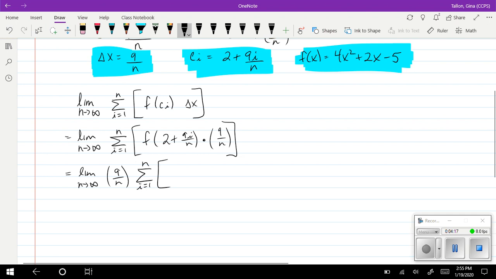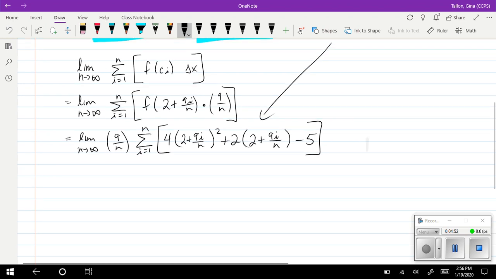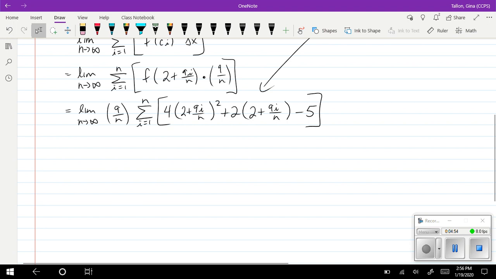And now I need to evaluate the function f using 2 plus 9i over n. Now the function f comes from way up here. I got to bring this down into play. So 4 times something quantity squared plus 2 times something minus 5. Close my bracket. That something is my c sub i. So inside each set of parentheses here in the brackets, I need to write 2 plus 9i over n, 2 plus 9i over n. And it's just a matter of a lot of calculations, couple formulas, and cleaning everything all up.